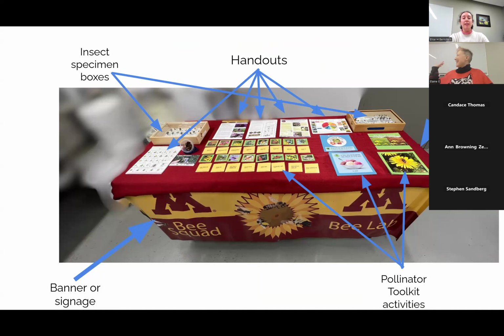So this is one example of what a table might look like. I have one of our B-Lab banners on the table here. That's okay if you don't have one of those. But generally, having some type of tablecloth on the table is a great idea. We have one that's just kind of a U of M-ish maroon. So any sort of plain tablecloth is great.